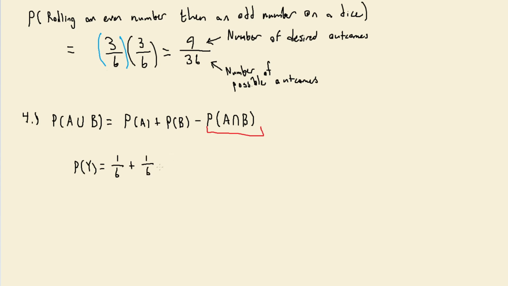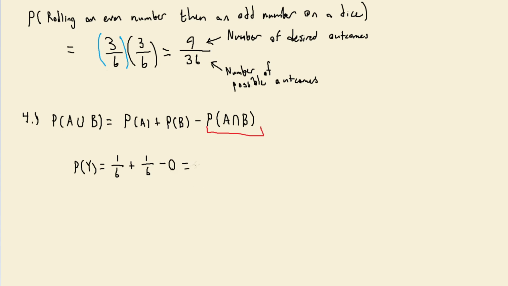And what's the probability of rolling a 1 and a 2 on one dice roll? Well, that's not possible. You can only roll one side, that's what you get. You're not going to roll both in one roll. And so that is going to be equal to 0.